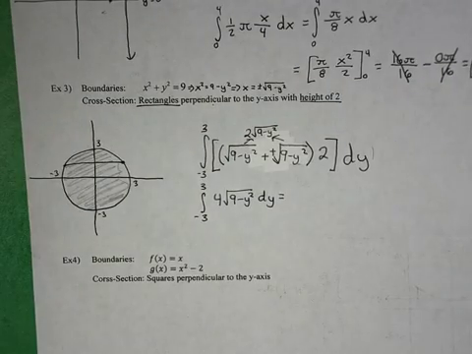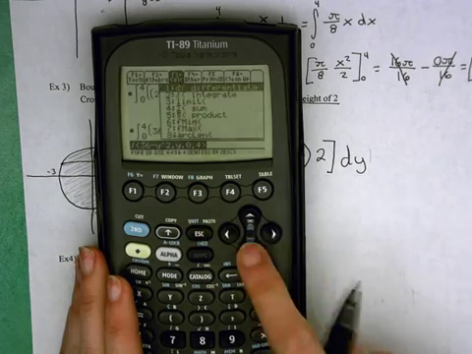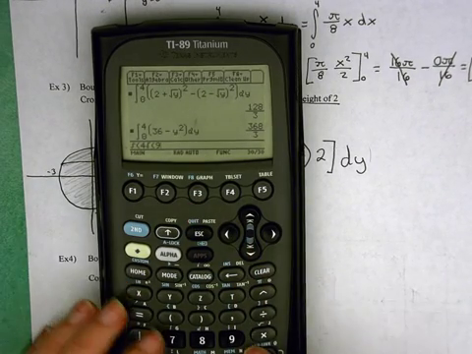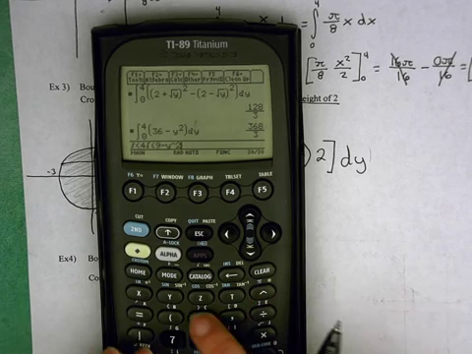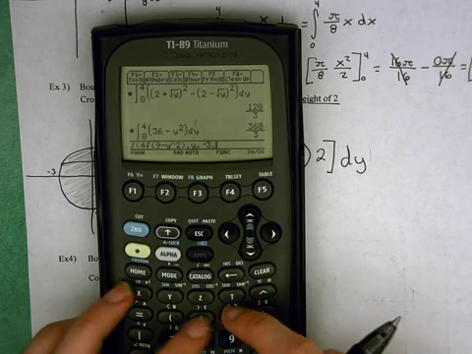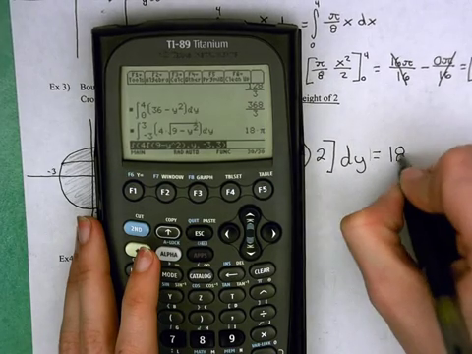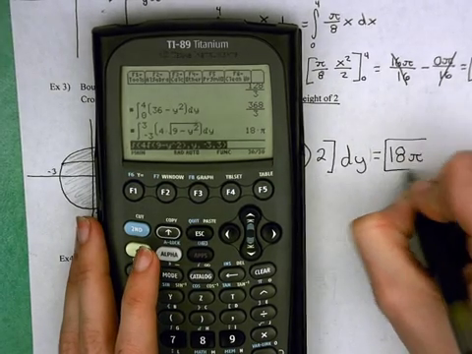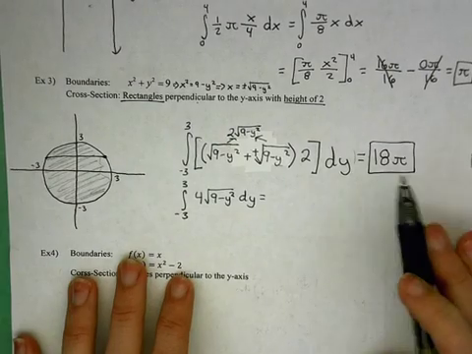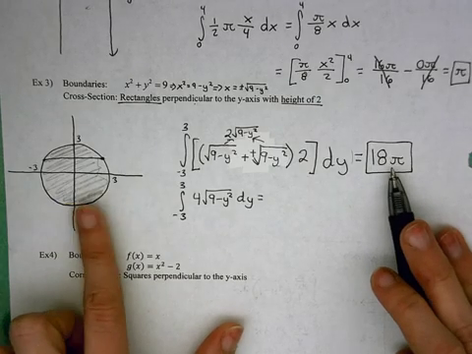So when we pick up our calculator and we plug that in, we're doing 4 root 9 minus y squared dy from -3 to 3. We should get 18 pi. Now in this particular case, we are not adding the pi in, right? The pi is there because this originally started as a circle, right?